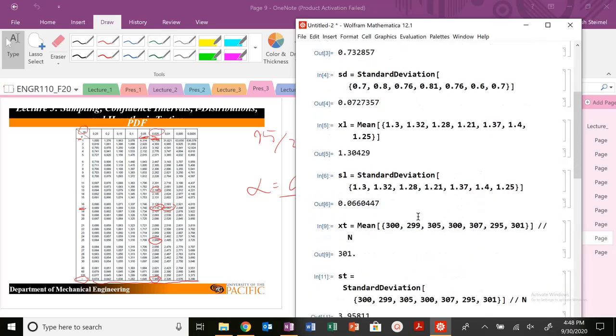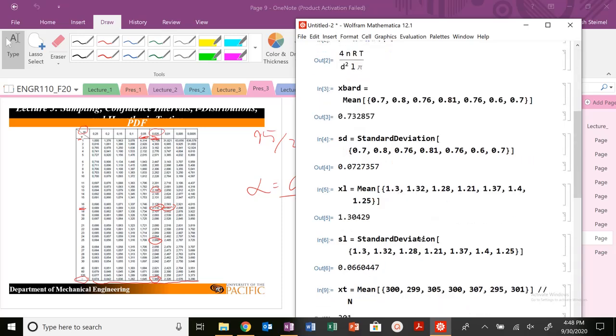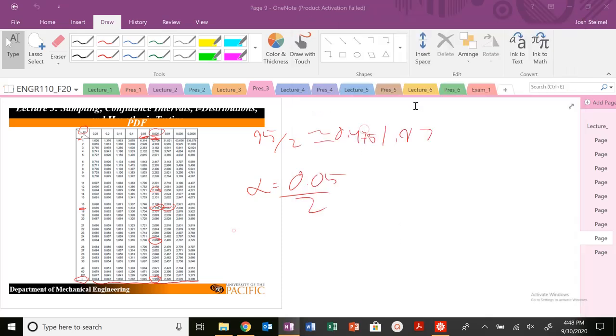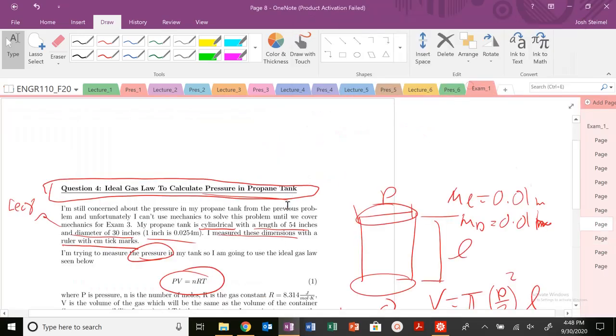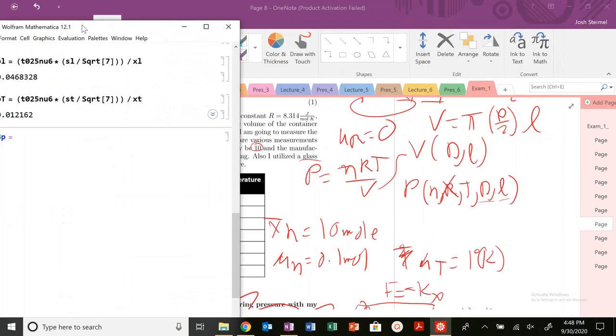We'll work with those in percents later. So now we have to go and do our partial derivatives. I need to do my bias error calculation. So bias in P is going to be equal to, so I need to take the partials. Let's go ahead and set this problem back up. So I need to take the partial of P, my pressure function.